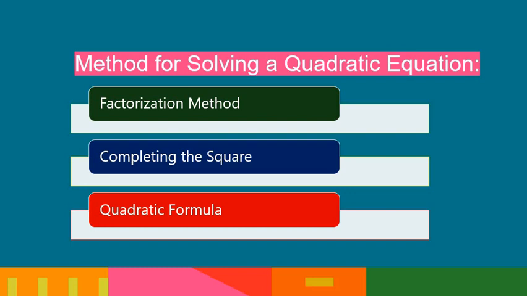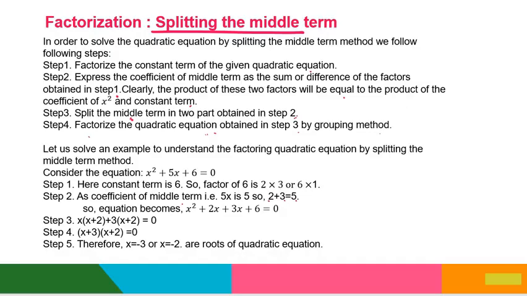Now we understand how to find the roots of the quadratic equation. We find the roots of a quadratic equation by three methods: the factorizing method, the completing the square method and the quadratic formula. We understand them one by one. First we understand how we get the solution by the factorization method, that is splitting the middle term. To find the roots by this method, we follow four main steps.